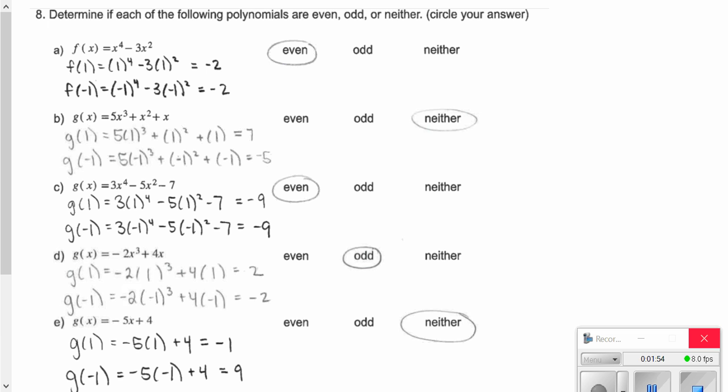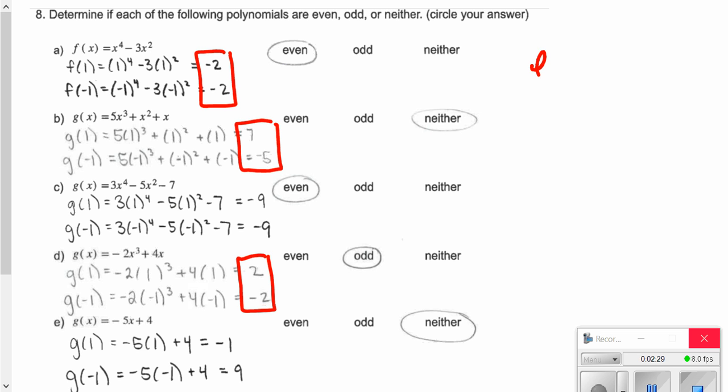All right, number 8. I would say just look at the work here. You're testing for even, odd, or neither by looking at x equals 1 and x equals negative 1. You also could look at x equals 2 and x equals negative 2. Any 2 opposites will do. You're going to answer even when you get the same result. You are going to answer odd when your results are opposite, so like one's positive, one's negative, but it's the same number other than that. And when you have numbers that are completely different, then you answer neither.